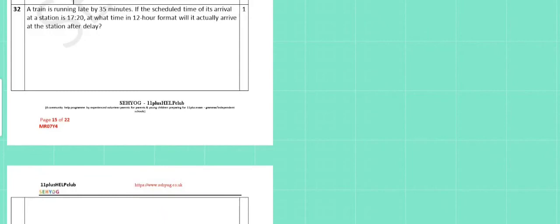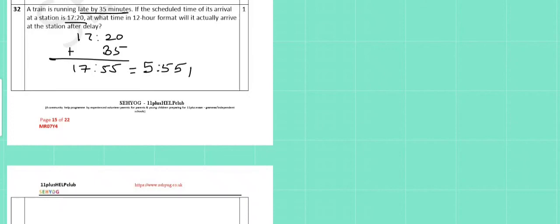In 32, a train is running late by 35 minutes. Scheduled time of arrival of a train at a station is 17:20. So if it is late by 35 minutes, we will add 35 and we get 17 hours and 55 minutes. So this in 12-hour format, we can get it by subtracting 12 hours till midday. So that is 17 minus 12, 5:55 p.m.